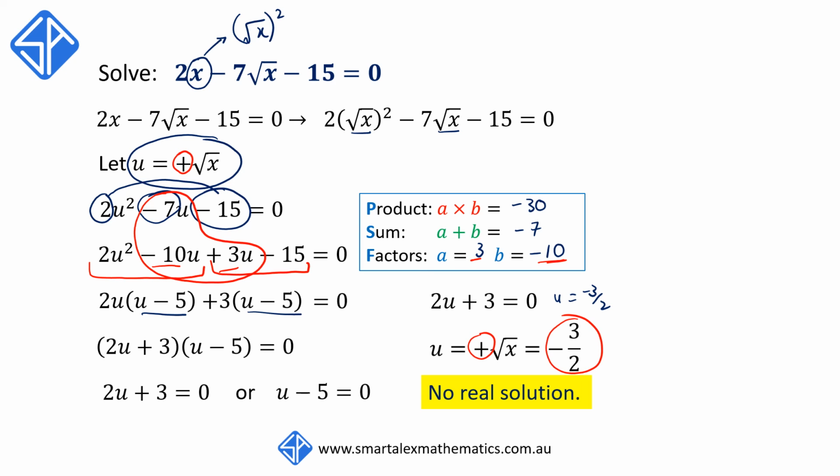So let's consider the other equation, u minus 5 is equal to 0. If u minus 5 is equal to 0, this means that u would be equal to 5. So again, making the substitution, u is equal to positive square root x is equal to 5. Now this is valid, and what we do is we square both sides in order to get rid of the square root, and we get the solution x is equal to 25.